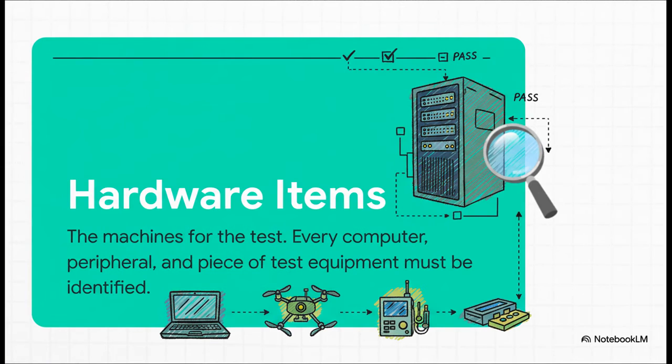Next is the hardware, and the level of precision here is just remarkable. The plan demands that every single piece of equipment, from the main computer down to the smallest peripheral, is identified by its name, model number, and version. No substitutions allowed, period. If a test fails, you have to know exactly which piece of hardware was in play. There's just zero room for any guesswork.